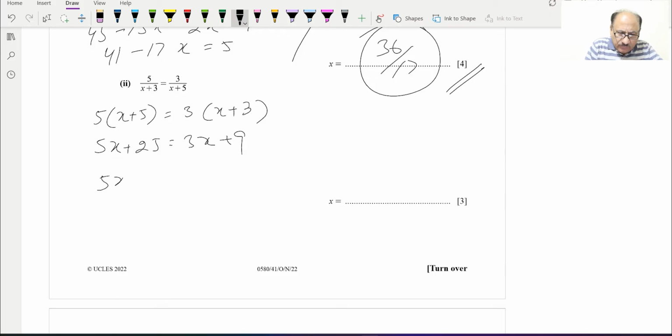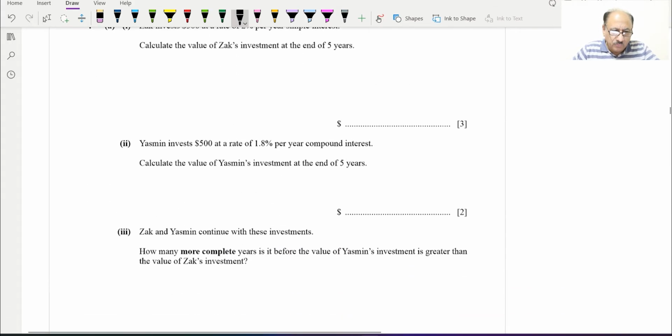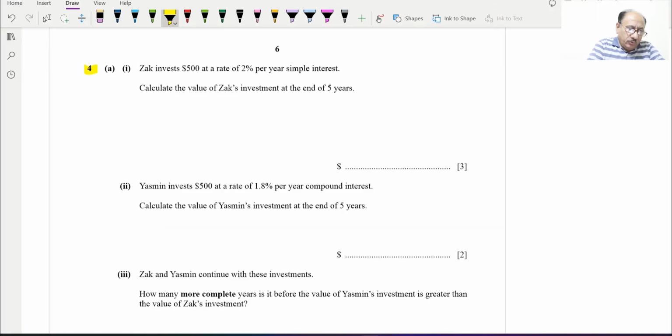So 5x minus 3x, x we have shifted to the other side, is equal to 9 minus 25, and 2x will be equal to minus 16. So x will be equal to minus 16 by 2, which is equal to minus 8, and minus 8 will be our answer for 3 marks. Hopefully you understood this. Question number 4a part, Zach invests $500 at the rate of 2% per year simple interest.